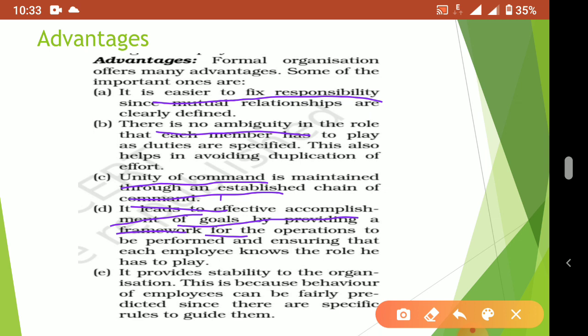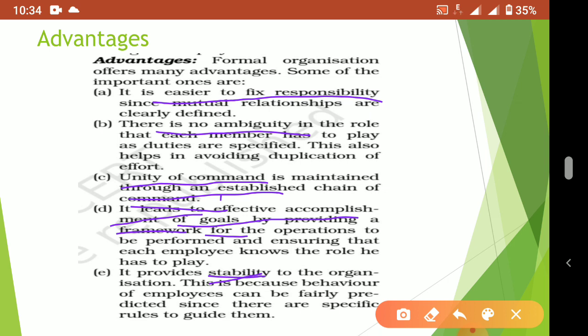Okay, now it provides stability to the organization. Stability, so in each sentence you can see one particular word which gives stress to that sentence. Stability to the organization, this is because behavior of employees can be fairly predicted since there are specific rules to guide them. So you cannot compare a manager and a peon in an organization, or a clerk and a peon, or they are all human beings only.